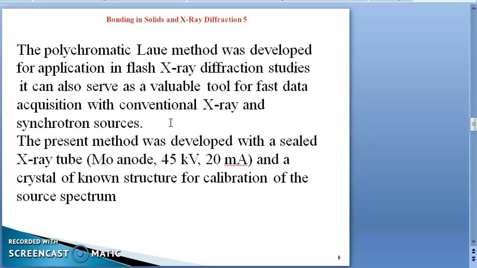This present method was developed with a sealed X-ray tube. Its specification is given: 45 kilovolt, 20 milliampere, and a crystal of known structure for calibration of the source spectrum. With the help of this X-ray tube, 45 kilovolt 20 milliampere and a known crystal of the structure, this method was developed.